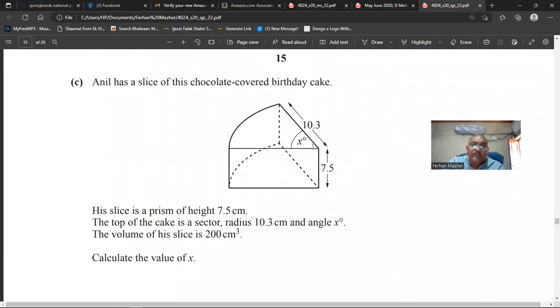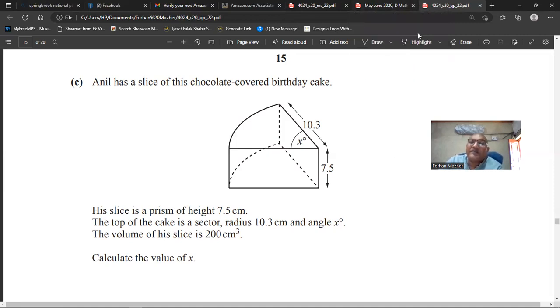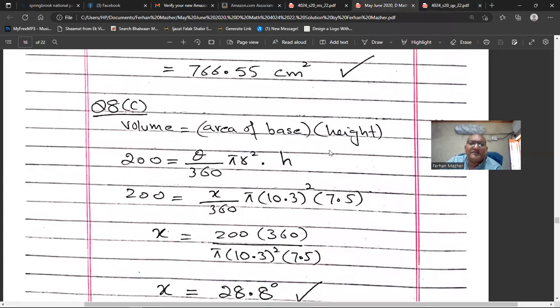We want to find out, this is a prism, and this top is its base. So the volume of the prism is equal to the base area of the prism multiplied by the height of the prism. And this is in the shape of a sector, so its area will be theta by 360 pi r squared. And the height of the prism is 7.5. So very simple. Volume is already given to us.